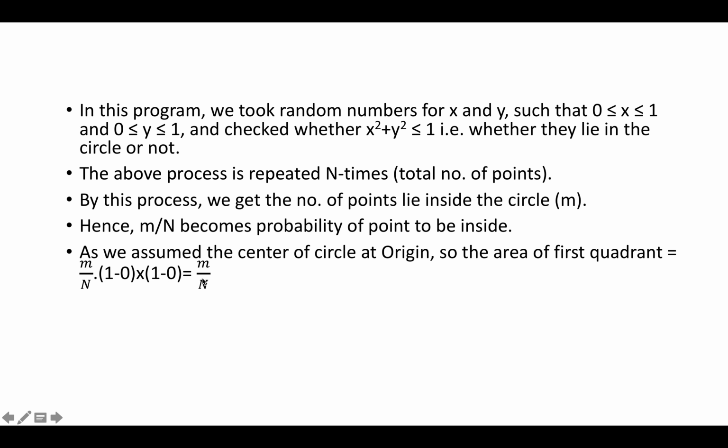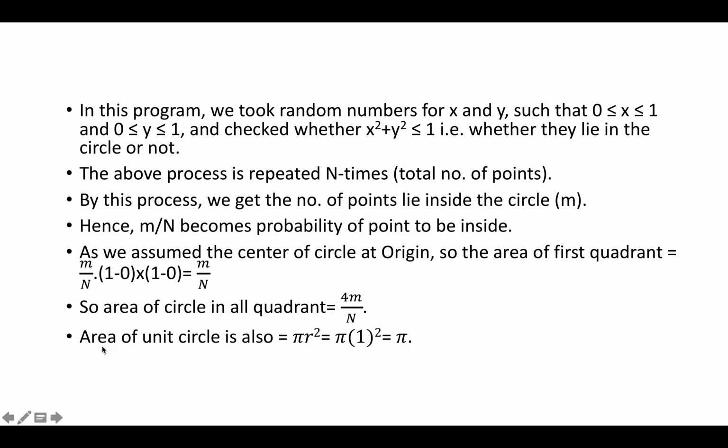So m by n. So area of circle in first quadrant is m by n. Area of circle in all the quadrants is 4 times m by n. Why are we doing this? Because we have taken random numbers from 0 to 1, which lie inside the first quadrant. If we took another set of random numbers that could lie inside the second, third and fourth quadrants as well, there would be no need of doing this kind of thing.